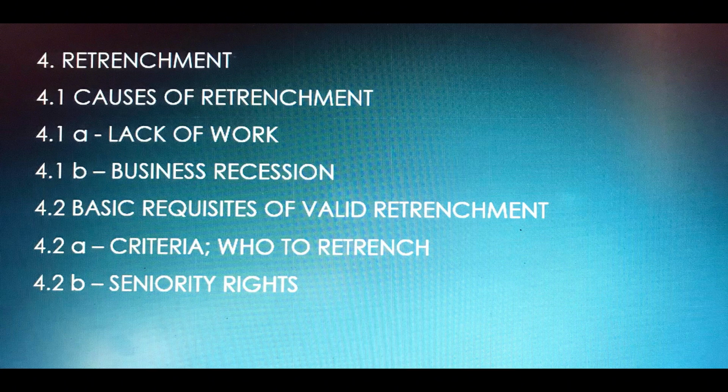So it refers to the principle that employees with longer tenure may have preferential treatment during retrenchment. This can mean retaining senior employees over newer hires. Basically, in a situation where two employees have similar roles, the one with longer service might be retained while the newer employee is retrenched. That's it for the coverage of my discussion.